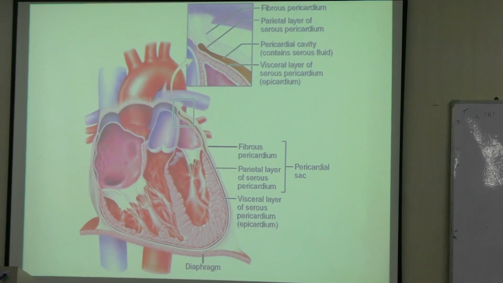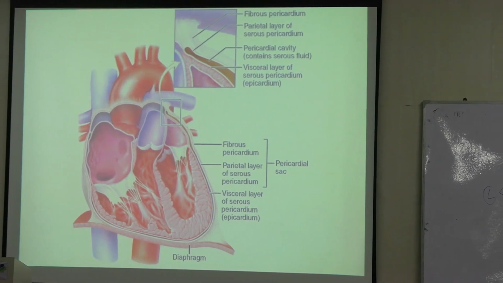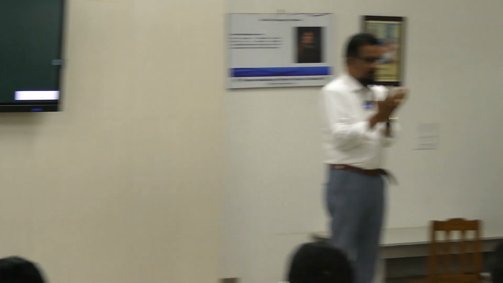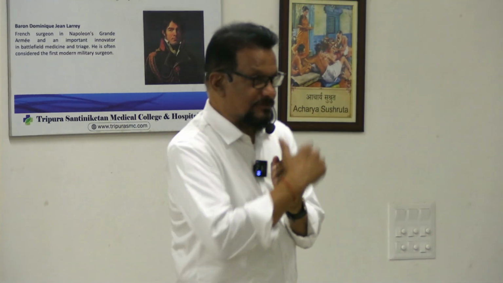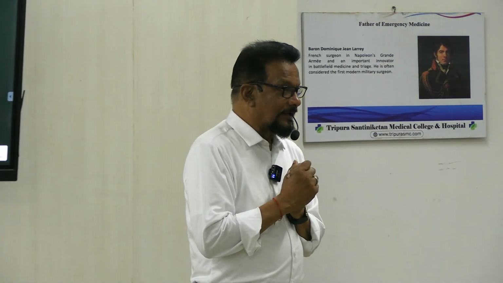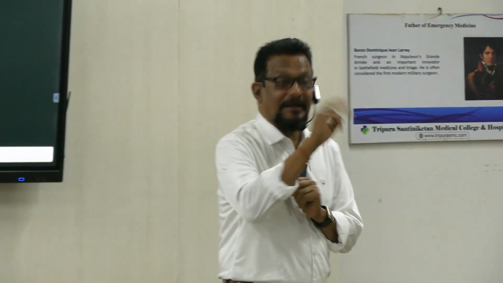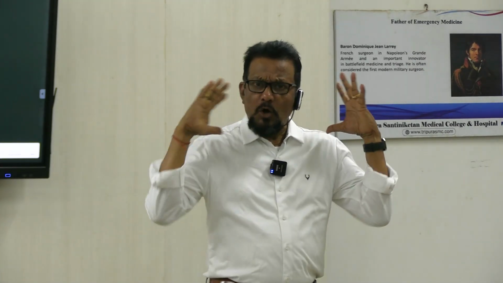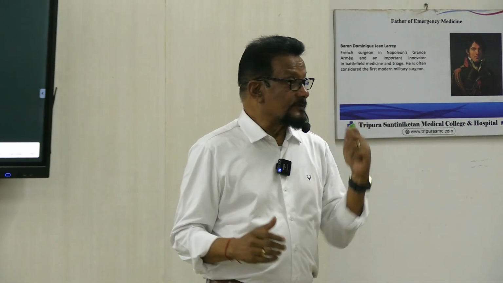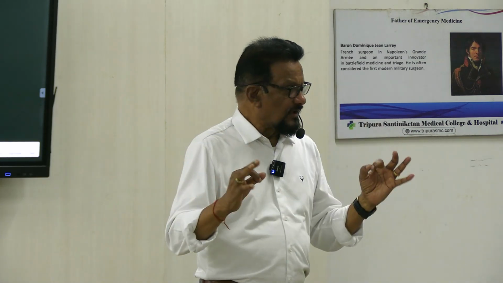Now, we will study the heart. It is enclosed within a sac-like structure. And these sac-like structures are called pericardium. And this pericardium is having three layers. The outer layer, outer pericardium, is called fibrous pericardium. It is very tough, non-elastic. Tough and non-elastic.